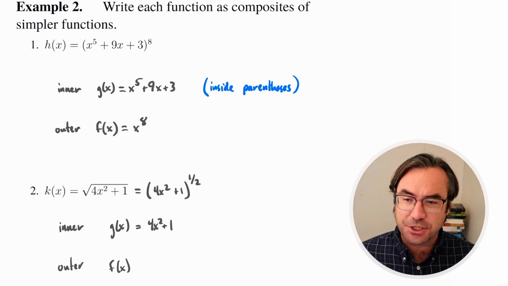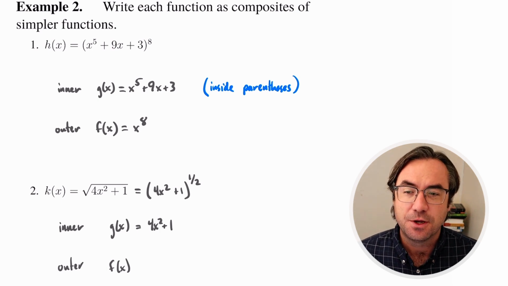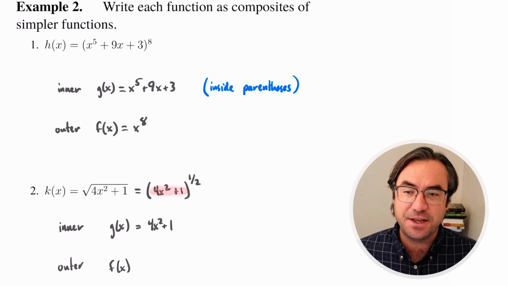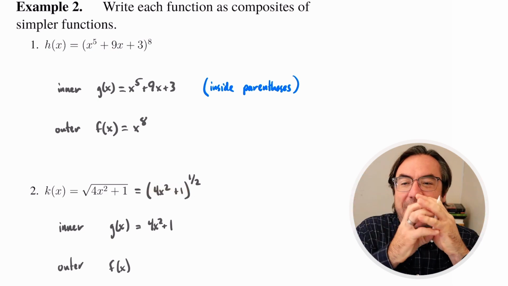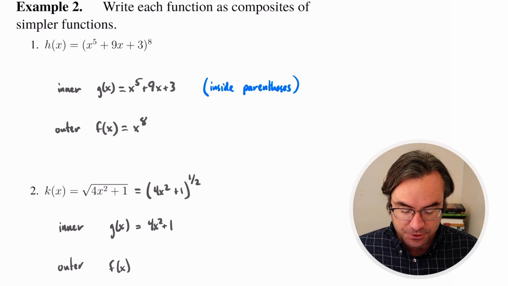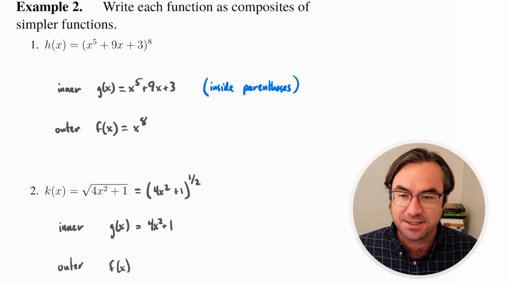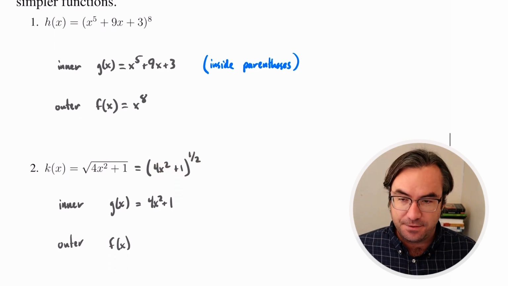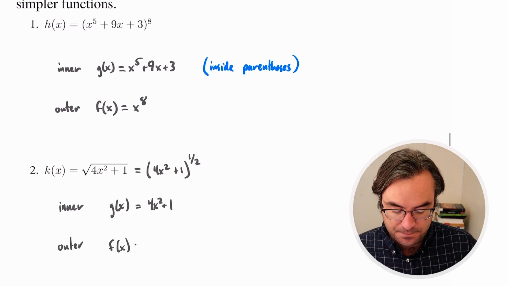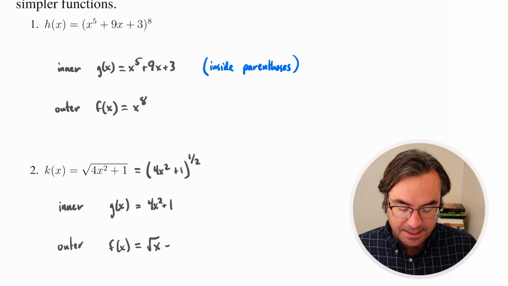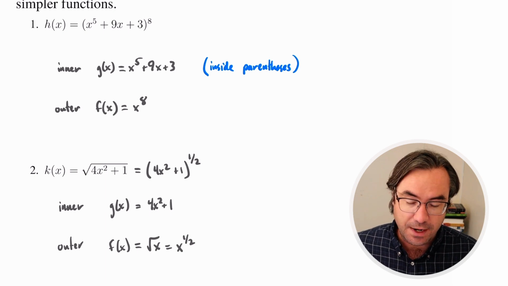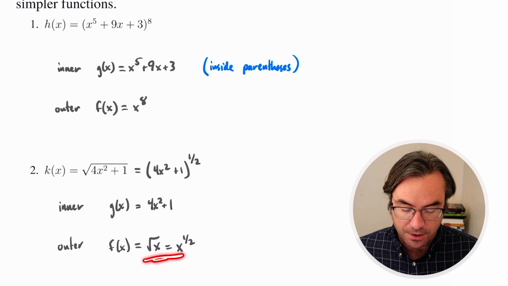All right, so we got our inner function. So what's going to be the outer function? Well, literally the stuff outside the parentheses. So if we want to imagine taking all this stuff inside the parentheses and squishing it down to just a single variable, we're going to call all this stuff just x. That's inside there. And then it'll be x raised to the 1/2. Or if we wanted to keep the square root, we could just say square root x. Or x raised to the 1/2. Either one of those would be fine.